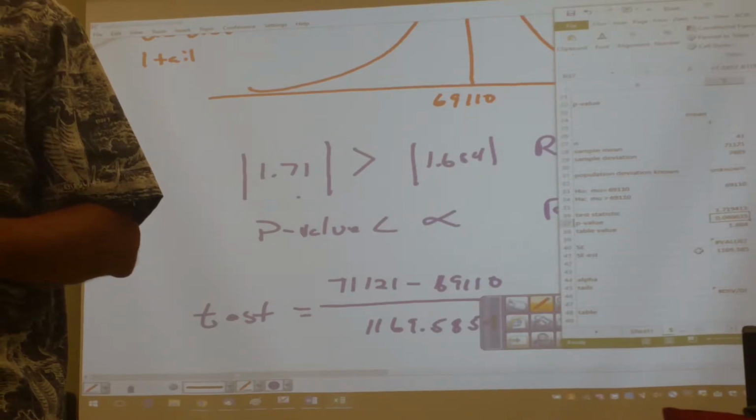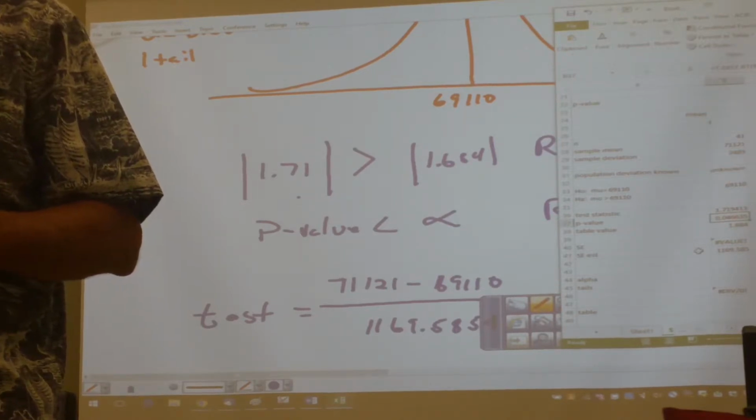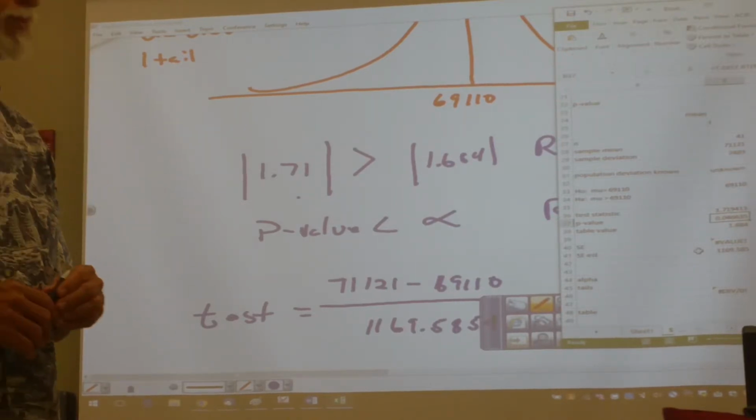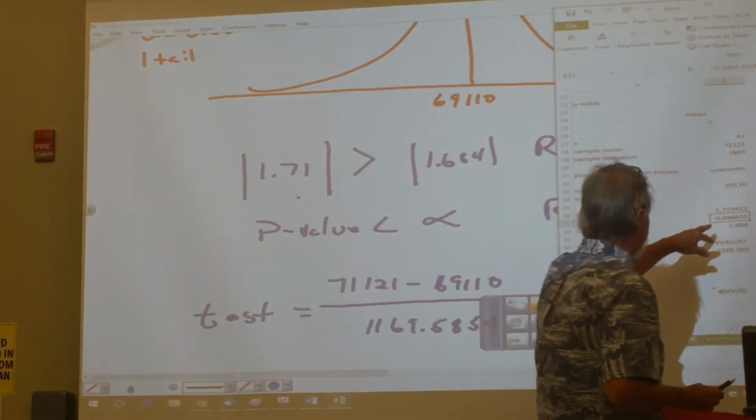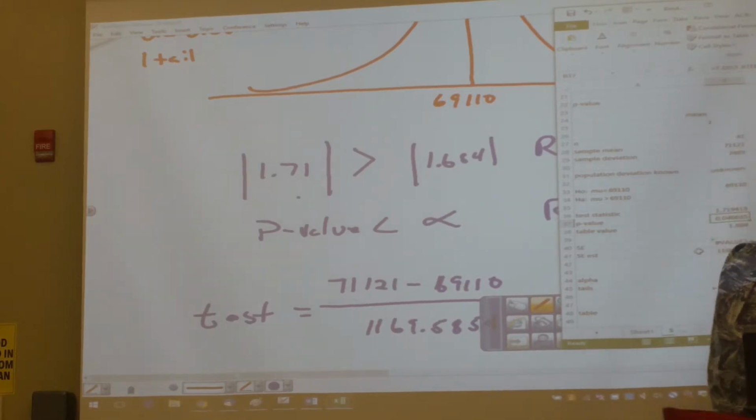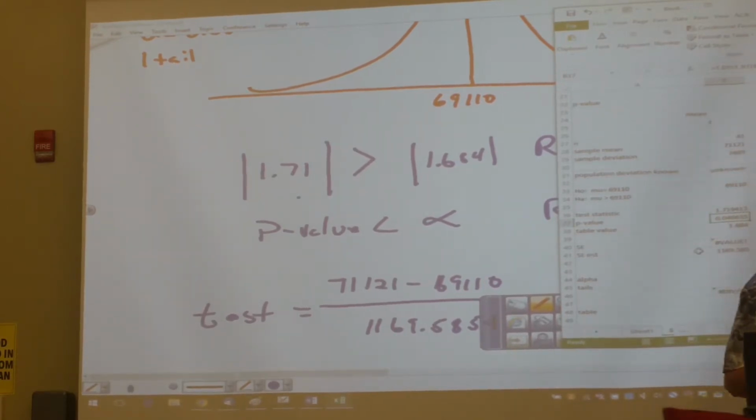Okay, I see this. So on your sheet, if you're using Excel, you need to know that it's the T distribution, right tail T. See, this is why you have to be able to identify it. That's why I first did the first part.